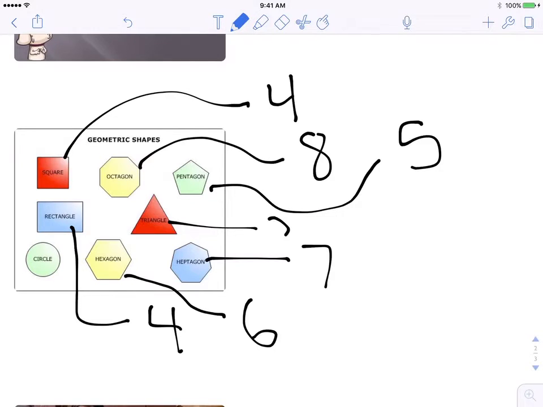Triangle? 3. The circle? 0. We're using everyday math.